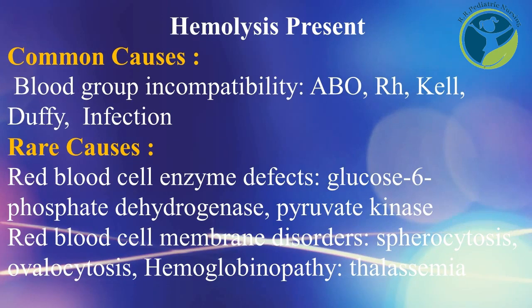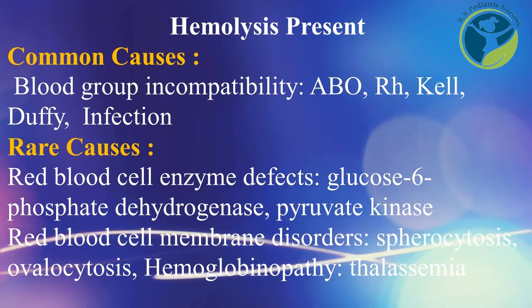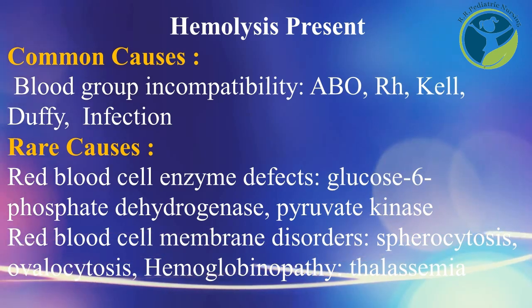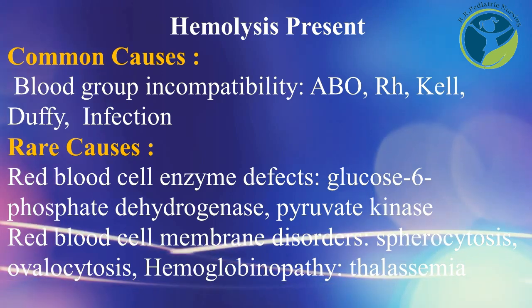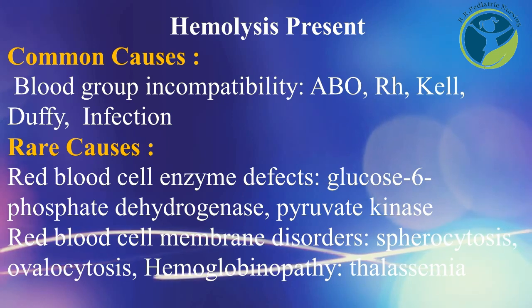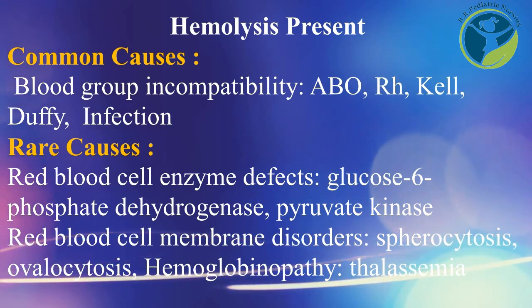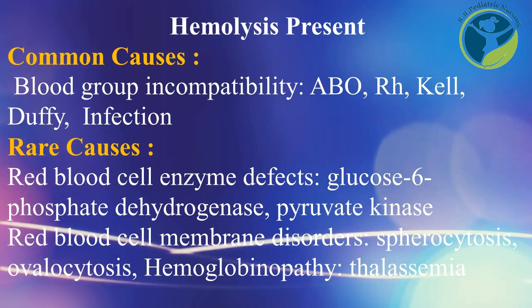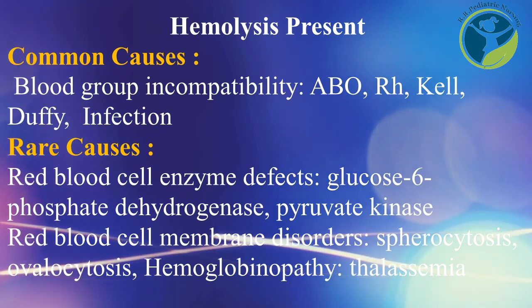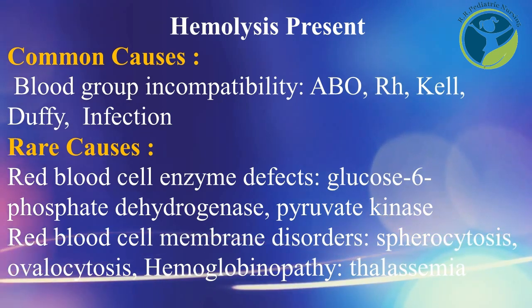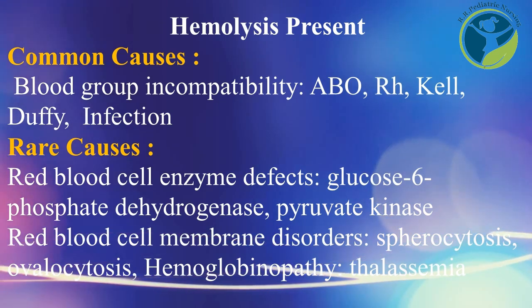Common causes are blood group incompatibility, ABO, Rh, Kell, Duffy, infection. Rare causes: red blood cell enzyme defects, glucose 6-phosphate dehydrogenase, pyruvate kinase. Red blood cell membrane disorders, spherocytosis, ovalocytosis, hemoglobinopathy, thalassemia.